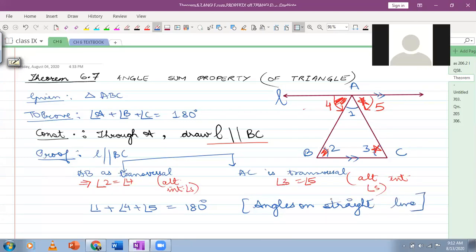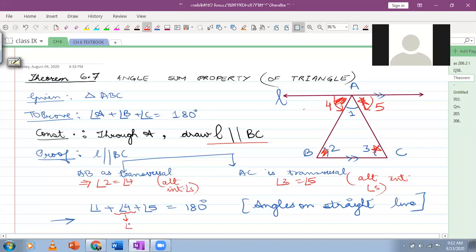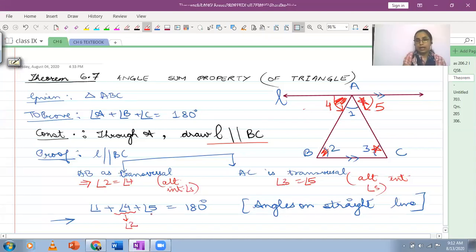Now, in this result, I am going to replace angle 4 and angle 5 by the angles to which they are equal. Angle 4 will be replaced by angle 2, and angle 5 is equal to angle number 3. So just replacing them because their measures are equal. So this is what we get. And that's it. Hence, your result, or the theorem, is proved.